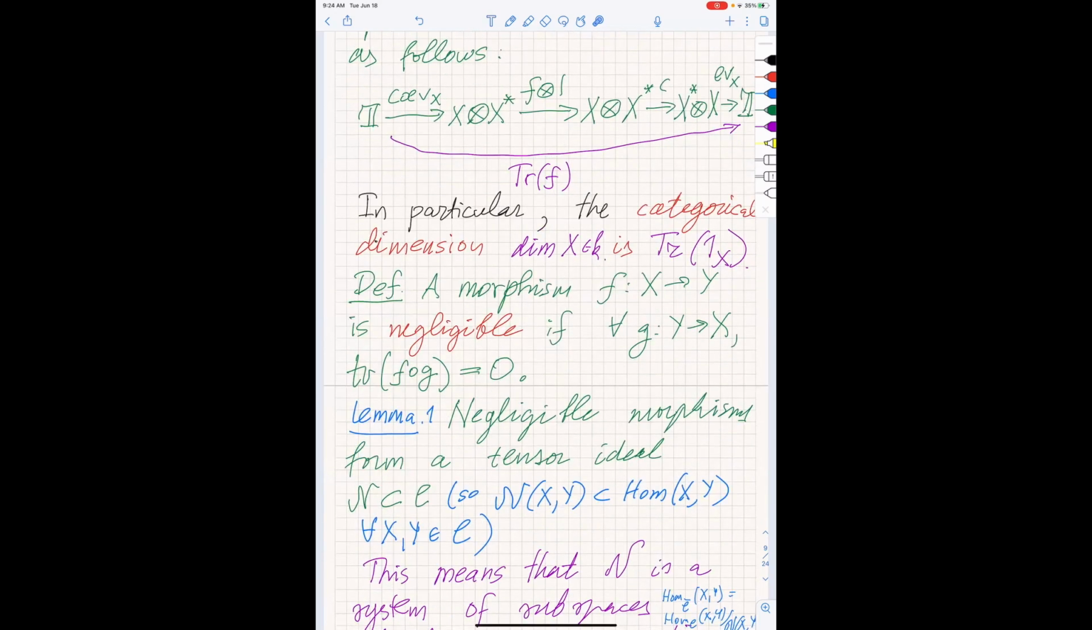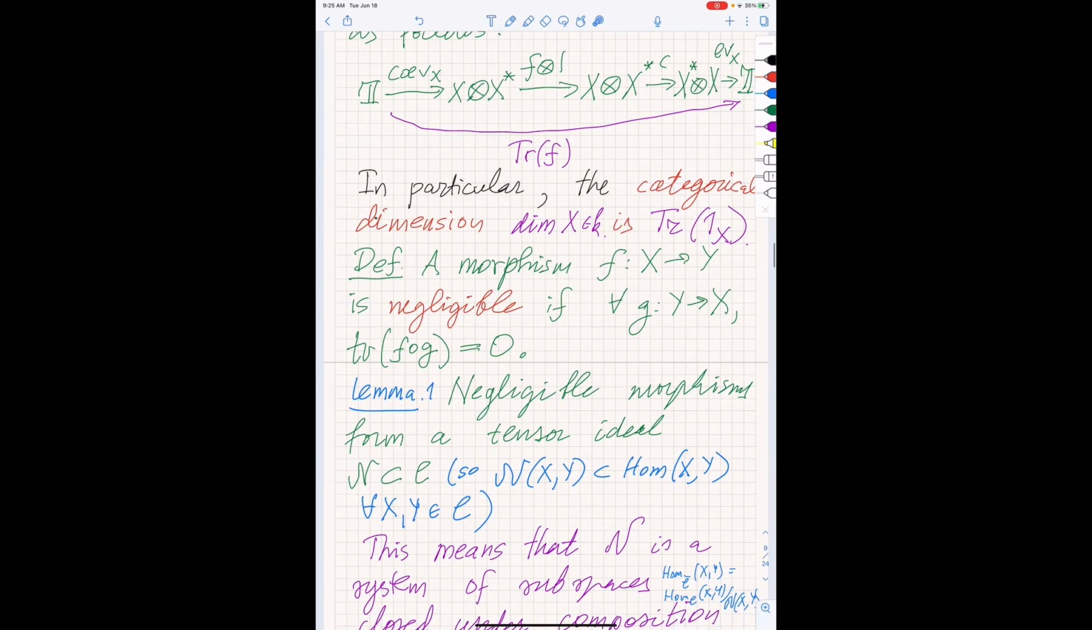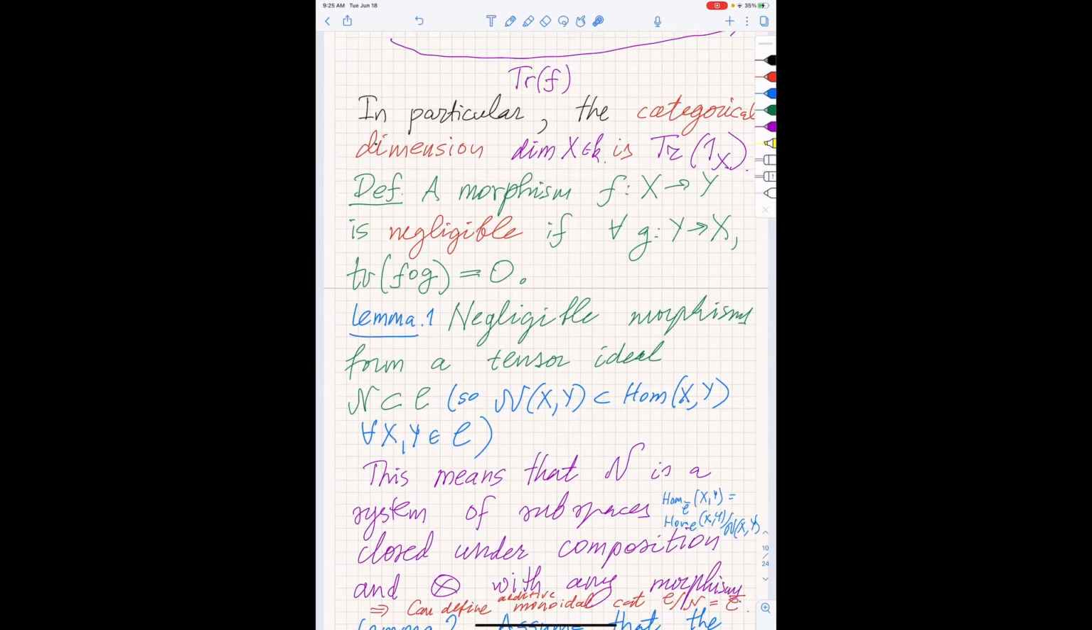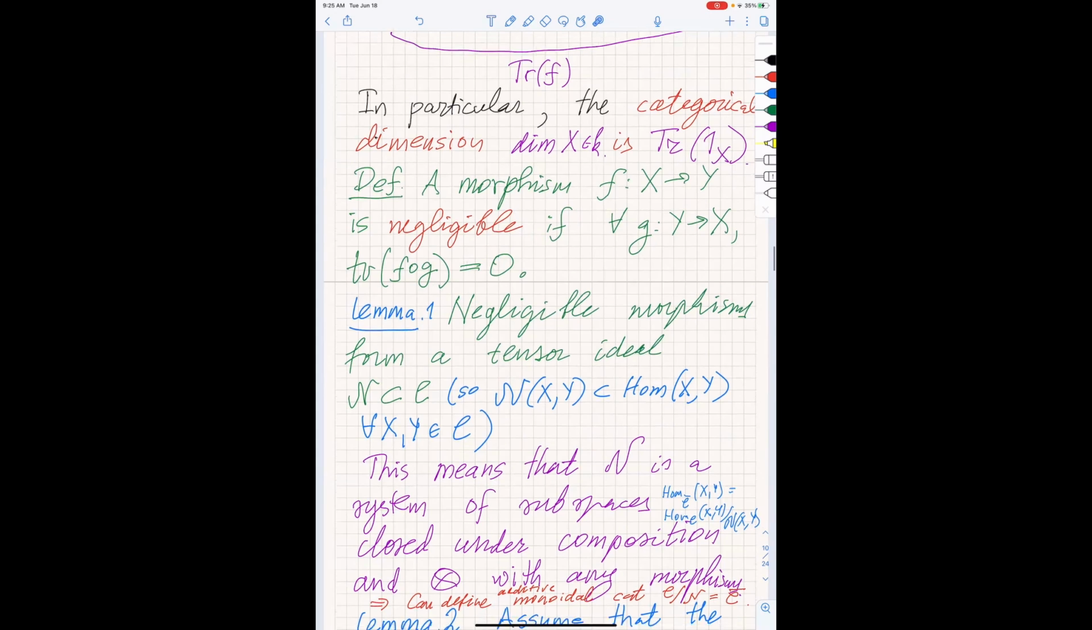And so the first lemma that we will need is that negligible morphisms form what is called a tensor ideal N in C. So what is a tensor ideal? This is a collection of subspaces N(X,Y) in Hom(X,Y), for every X and Y, such that it is closed under composition with any morphism on any side, and also under tensor product with any morphism.